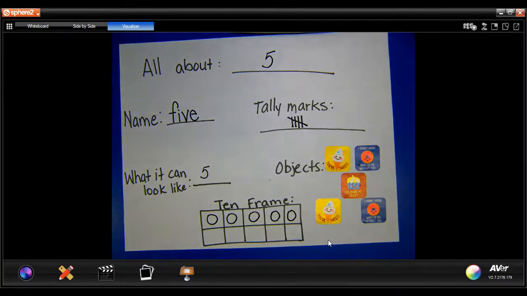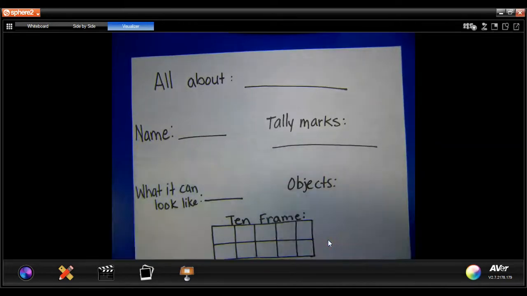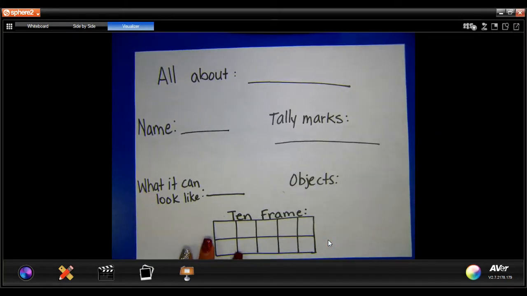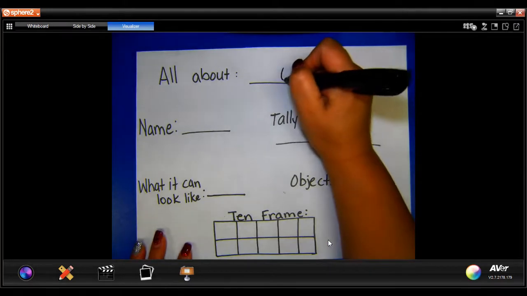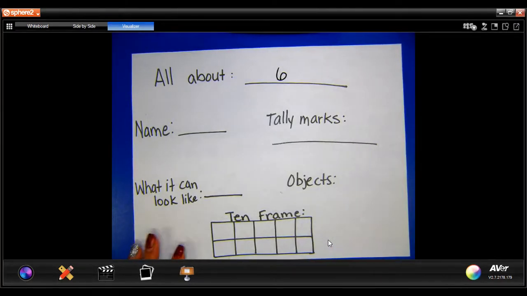So now let's do number 6. Go ahead and pause it and get your paper if you need to, so you can work with me. Okay. All about number 6. That's what we're going to do, okay?